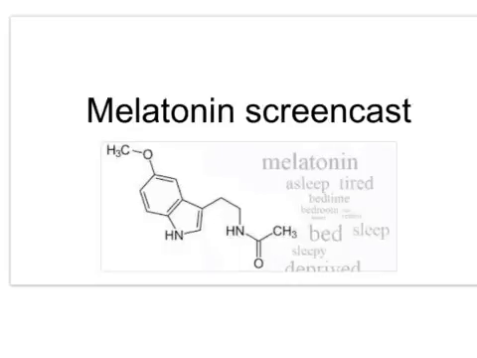This screencast is going to be about a very important hormone called melatonin. Melatonin can be associated with being tired and your sleep schedule. This right here is a two-dimensional diagram of the structure and complexity of melatonin.